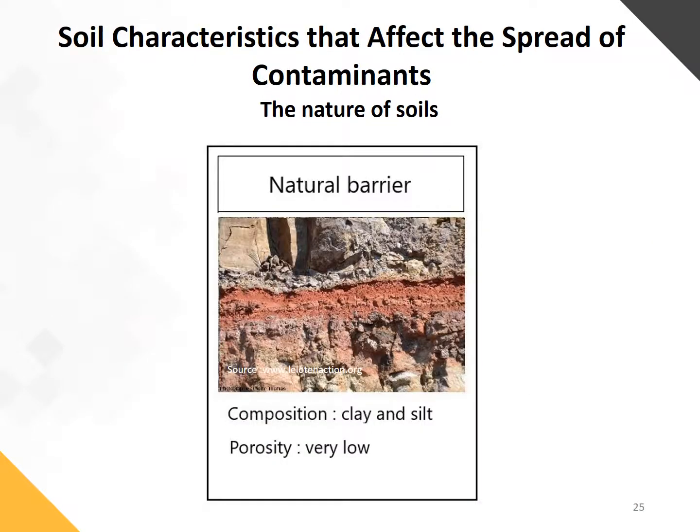And then there are natural barriers that are made of clay and silt. As previously mentioned, these are types of soils that have low porosity and are relatively impermeable. So when a natural barrier is present, it can prevent contamination from continuing on its way to the groundwater.